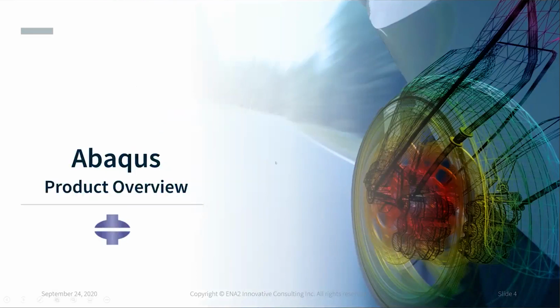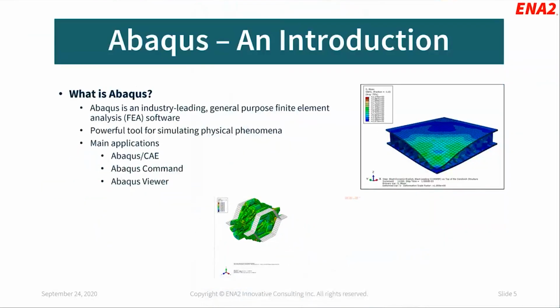Thanks, Michael. So first, I would like to introduce what Abaqus is. So Abaqus is an industry-leading general-purpose finite element analysis software with an extensive range of functions, which make it highly suitable for modeling linear, nonlinear, static, and dynamic simulations. Because of this, it's applicable to basically all areas of engineering or any field which requires modeling of physical events. So there are three main applications that come with Abaqus.